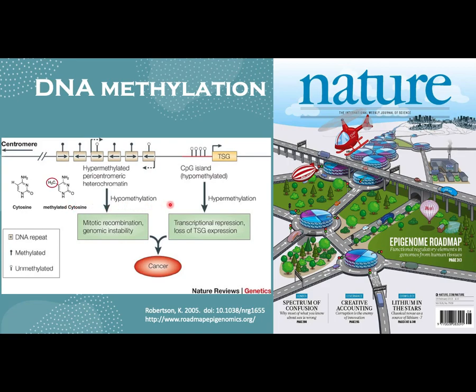Usually, methylated DNA will recruit some protein complex to repress the binding of RNA polymerase or TFs, which in turn represses the gene expression. For example, if the promoter region of a tumor suppressor gene is methylated, as shown here, hypermethylation, the expression of the tumor suppressor gene will be downregulated, which in turn leads to cancer.